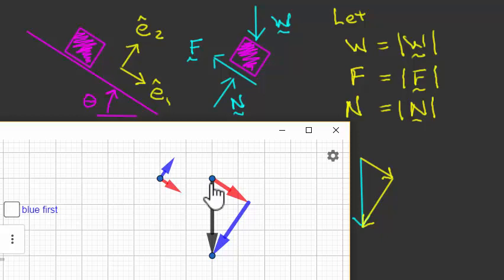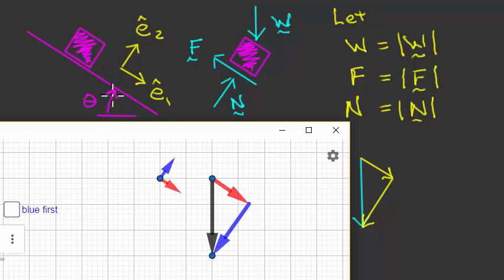So here's my weight vector, in black, vertically straight down. The e hat 1 direction, there's the red one. The e hat 2 direction, there's the blue one over here. Now, theta is the angle that the red one makes to the horizontal, right? Sometimes it's easier to see that in some sort of extreme. So here's more or less what we get for the angle theta that's shown.